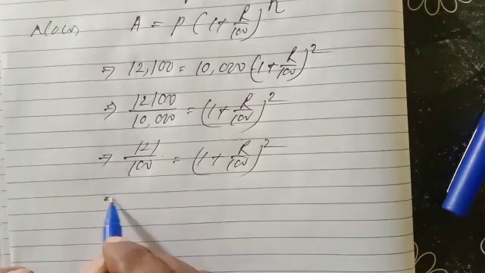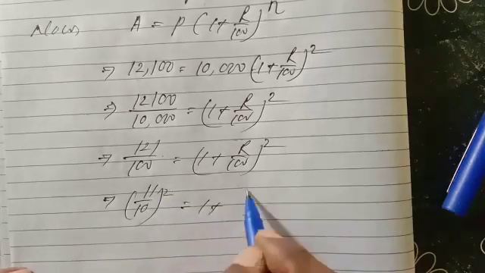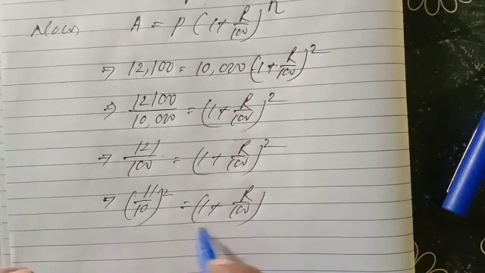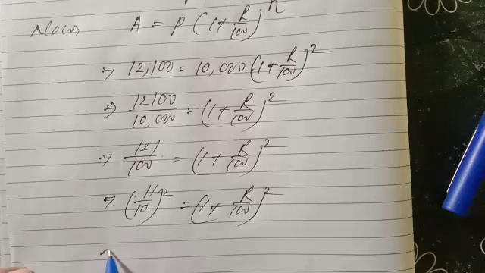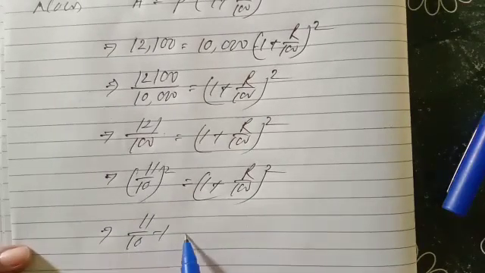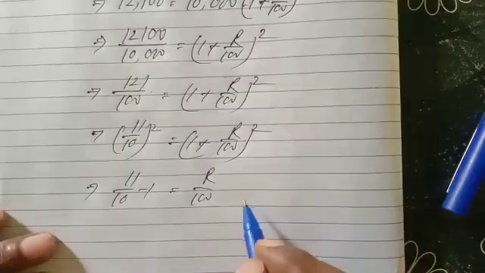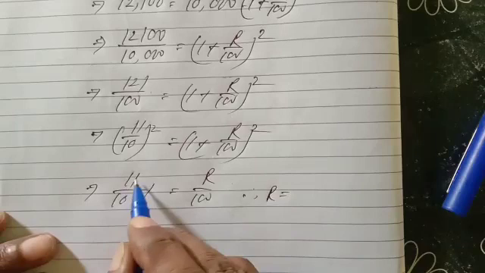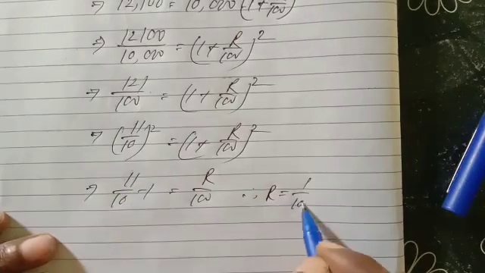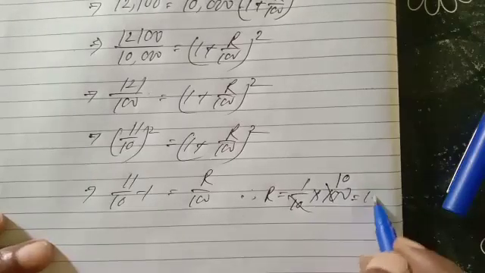This is nothing but (11 by 10) whole square is equal to (1 plus R by 100) whole square. Now 11 by 10 will come, and this one will bring this side: 11 by 10 minus 1 is equal to R by 100. After that, R will be how much? R is equal to, this will be 11 minus 10, that is 1 by 10, into 100. 10 10s are 100, finally you are getting 10%.